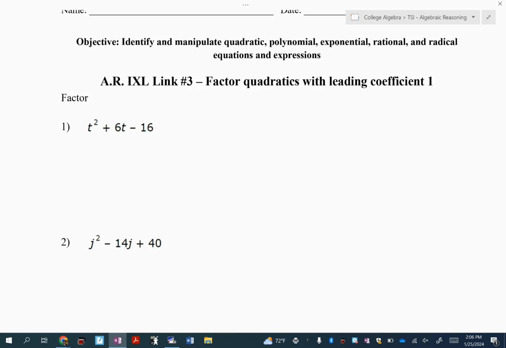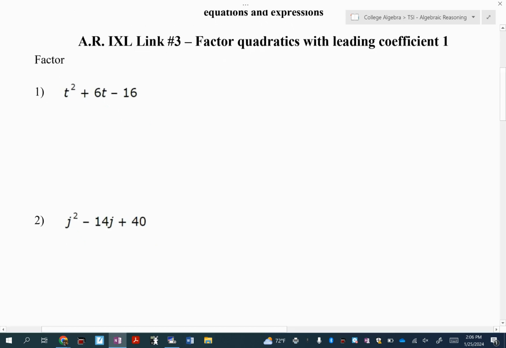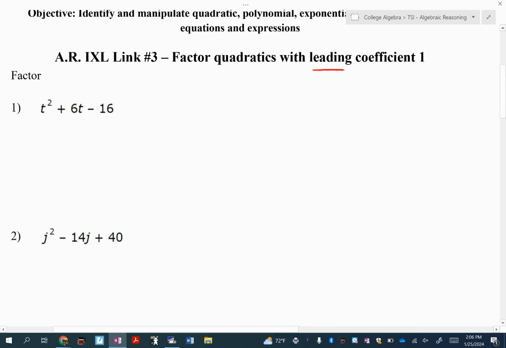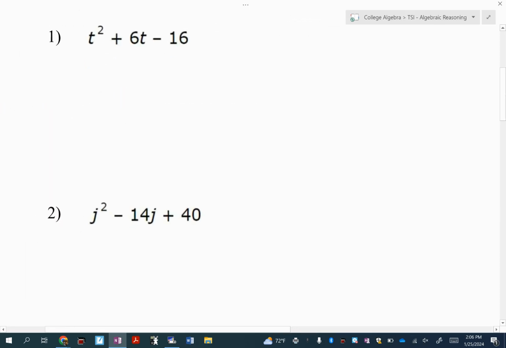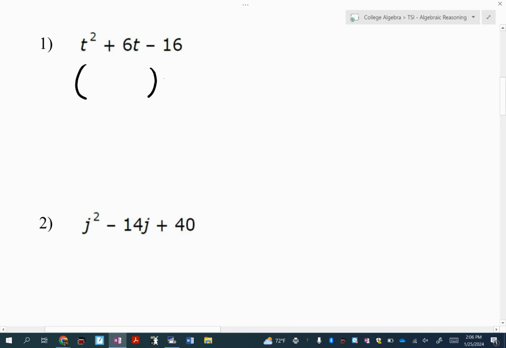All right. So I wanted to do a quick review. I know you've done this many times, but it's going to be very important that you know how to do this for the TSI. You need to be able to factor quadratic trinomials. Okay? So we're going to start pretty basic here. All of these leading coefficients will be 1. So I'm going to write my 2 sets of parentheses. Make sure you put your parentheses. The variable that I have here is t.